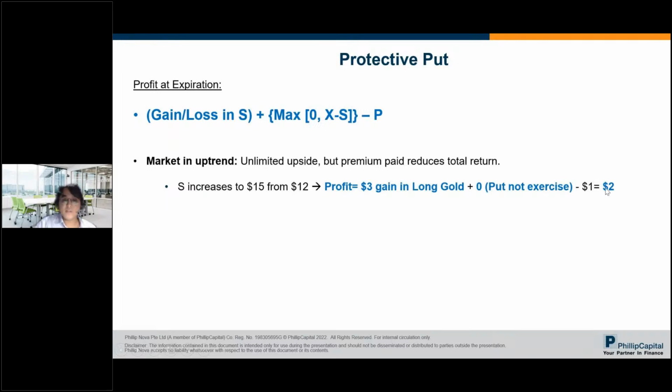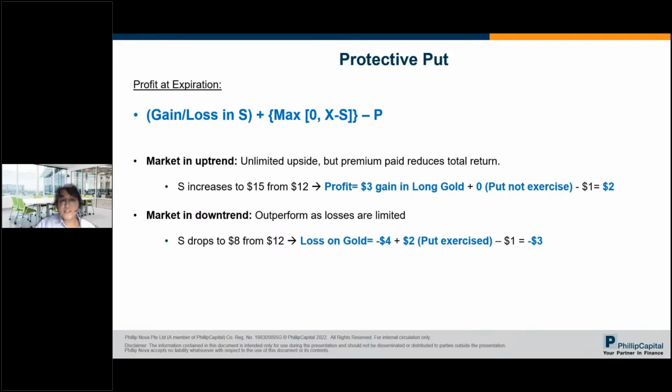So you have to take note again that your upside will be limited due to the premiums that you're paying. If you didn't have this option, you will have a profit of $3. But with this protective put, your total upside is only $2. So it's $1 lower.